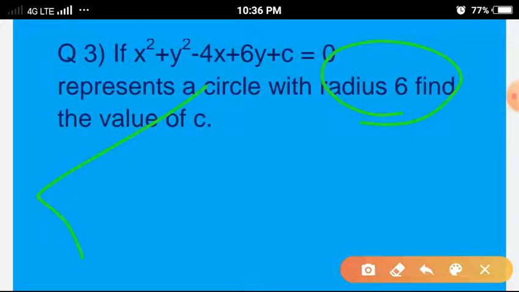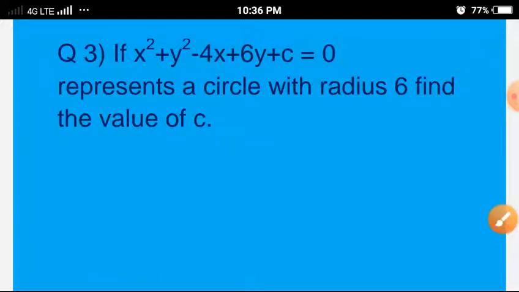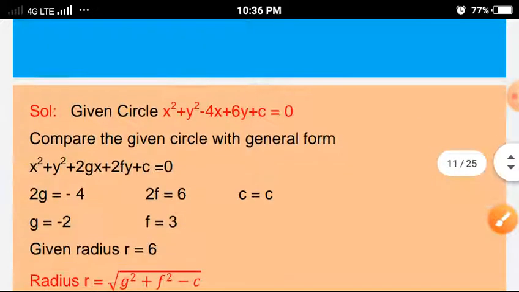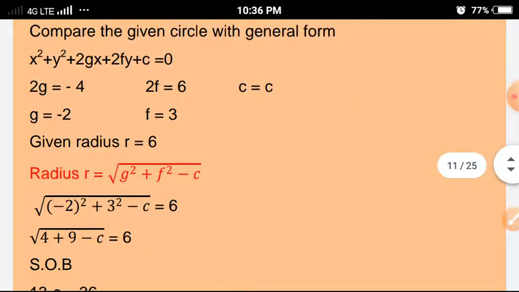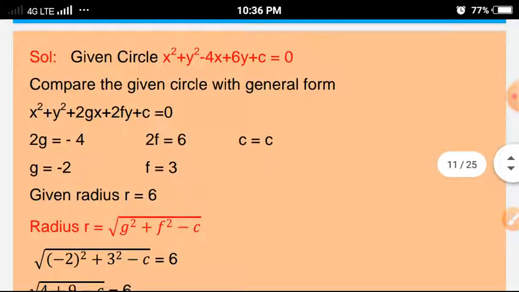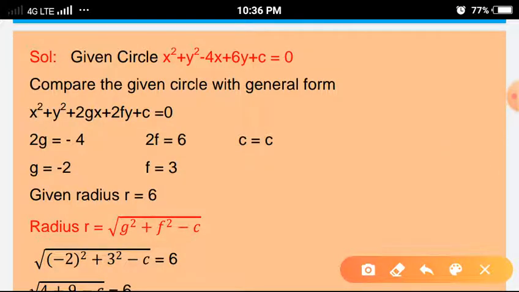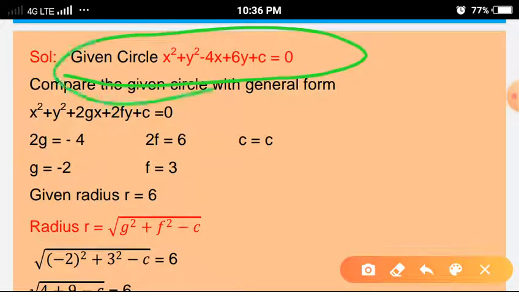The formula of radius is square root of g square plus f square minus c. This is the radius formula. By using this formula we find the c value. First we have to find the center, later we get the radius. First we have to write the given circle equation, later we have to compare this circle equation with the general form. By comparing with the general form we have to compare the x coefficient and y coefficient.